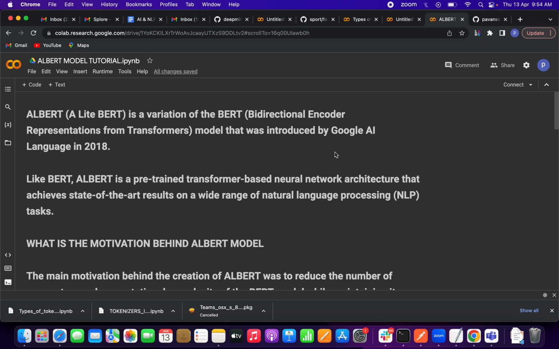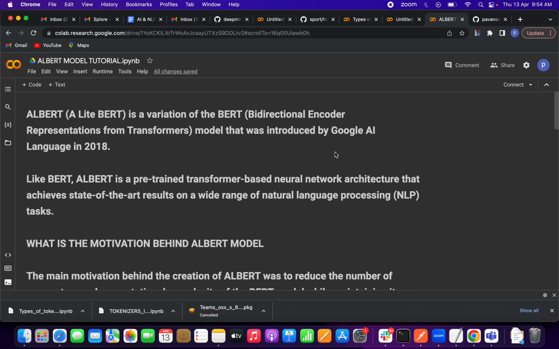There are some disadvantages or problems in the Bert model. Later the Google developers overcame those disadvantages and proposed a new model. In this video I am discussing that new model. The new model is called Albert. Albert is an abbreviation which stands for A Lite Bert. So it's a variation of the Bert model.